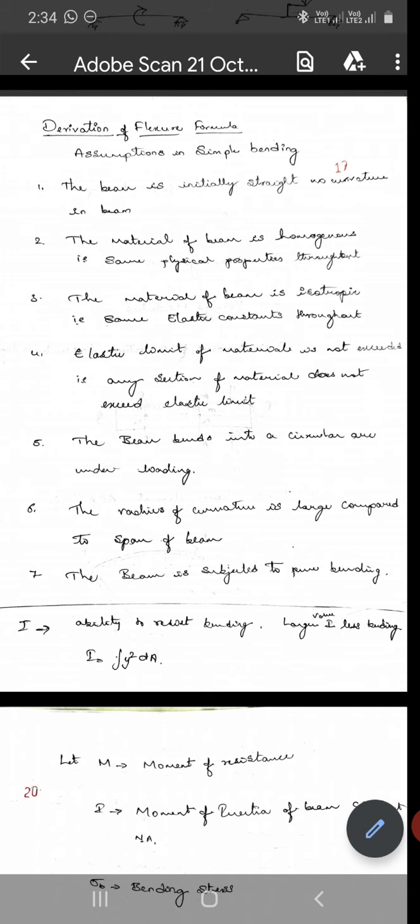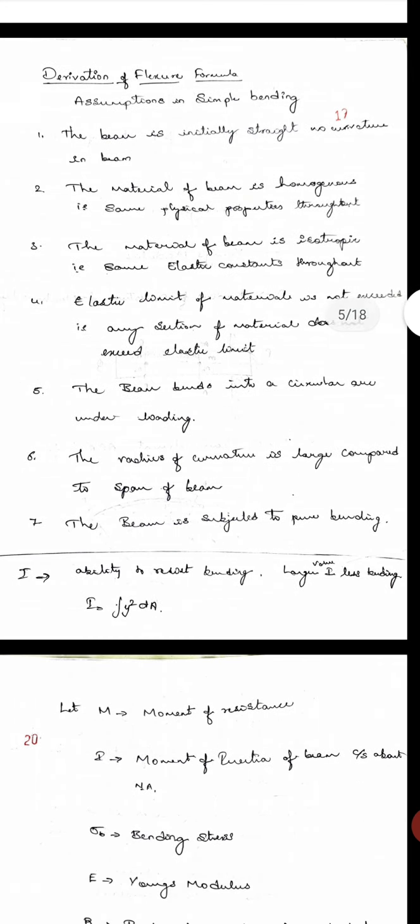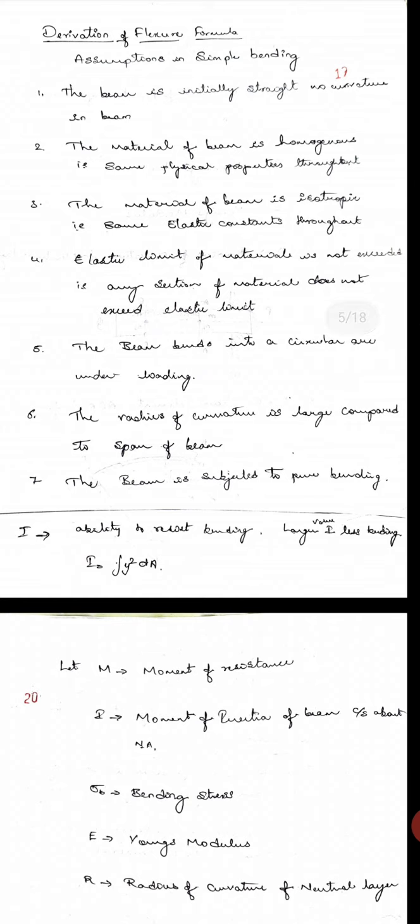So next is I. I is the moment of inertia, which is nothing but the ability to resist bending. So the larger the value of I, the less the bending. I is nothing but the summation of arbitrary area times the square of the radius from the axis of rotation. That is, integration of y squared dA.